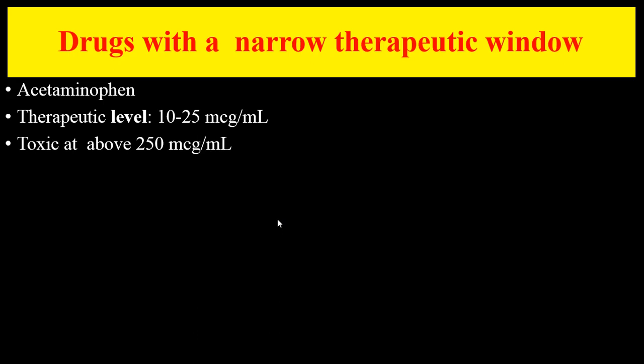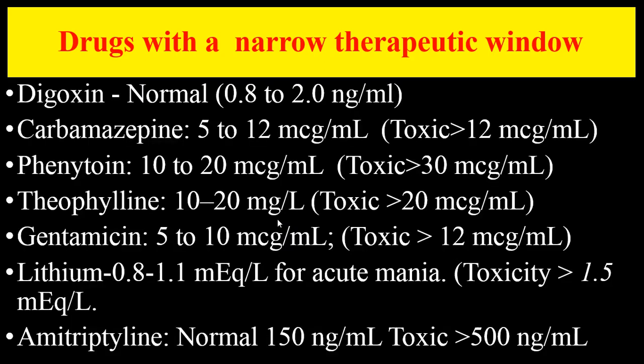For example, a person taking 500 milligram produces 25 microgram per ml. To get to the toxic level, he has to take 10 500 mg tablets, isn't it? So it's not a narrow therapeutic window drug. You will see in the next slide what the narrow therapeutic drugs look like. Okay, look at these drugs.